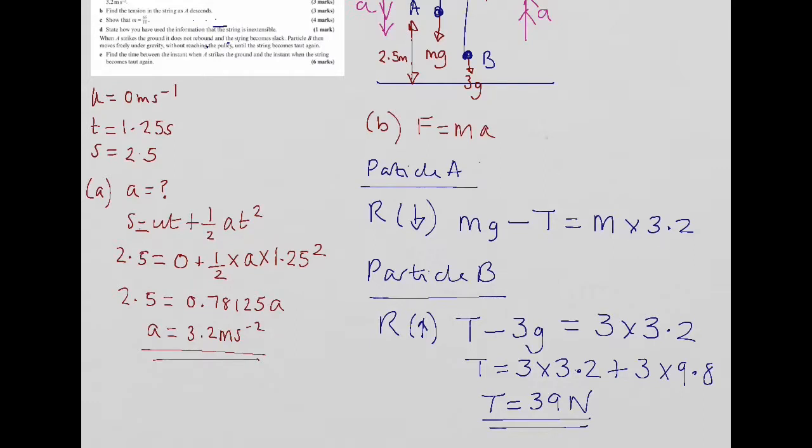Now from here you can go on and start looking. It asks you how to find the mass of particle A. Well, having got this here, T, 39 newtons, well, I can use this with tension and gravity to help me find the mass. And all by just resolving, I can actually work through solving lots of the question.